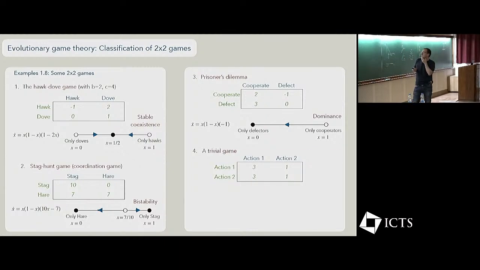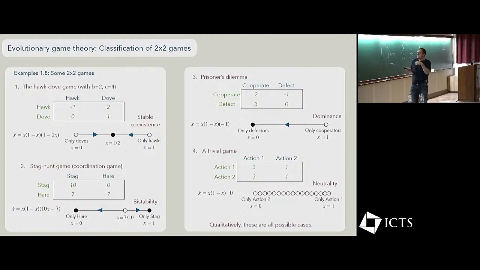In this case, your payoffs really don't depend on what you do. No matter whether you play action 1 or action 2, it depends on what the co-player does, but it doesn't depend on what you do. In this case, this is how it looks: everything would be a fixed point. This case is sometimes called neutrality. And qualitatively, these 4 cases are everything that can happen with replicator dynamics for these simple kinds of normal form games.